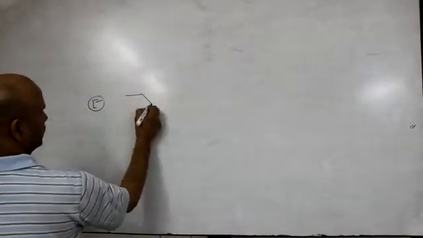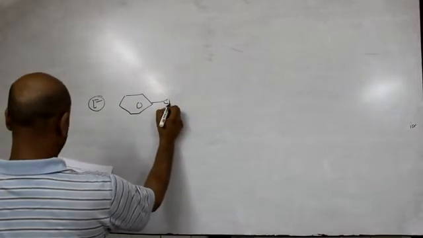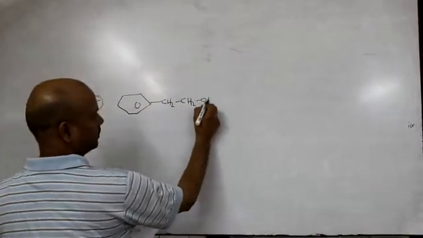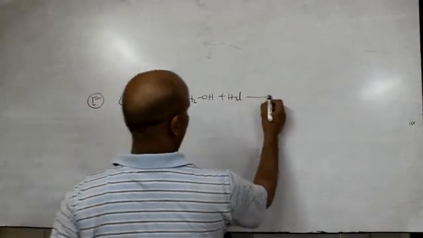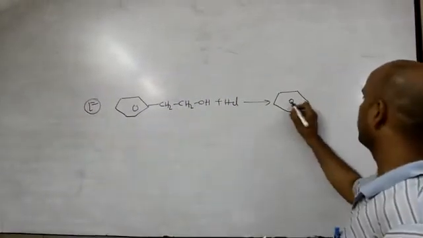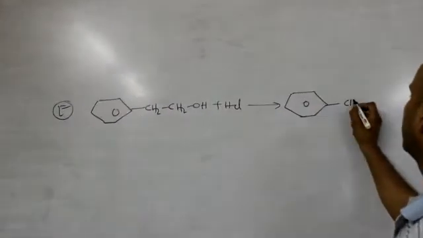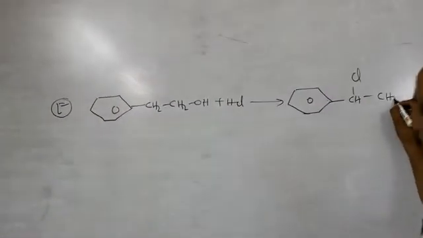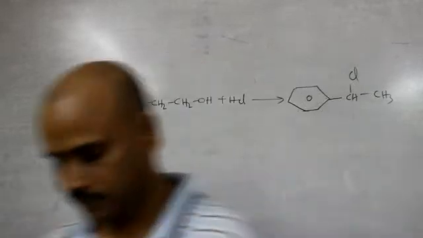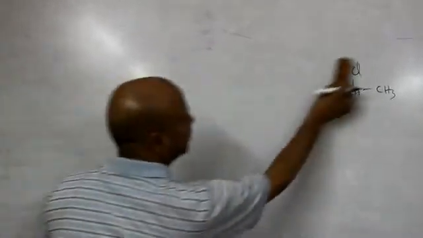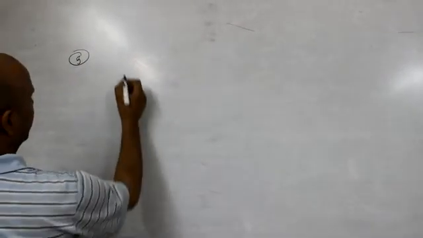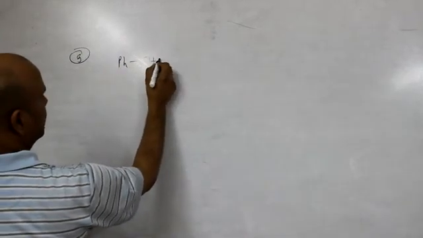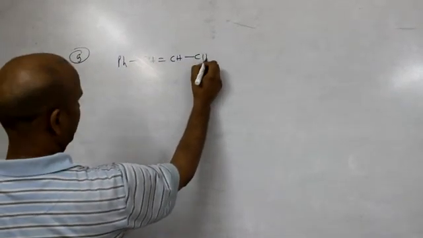Similarly, in the case of E, you can easily write the final product will be CHCl CH3. Now let us discuss question number 9. In the case of question number 9, Ph, CH double bond CH, CH3, HBr.